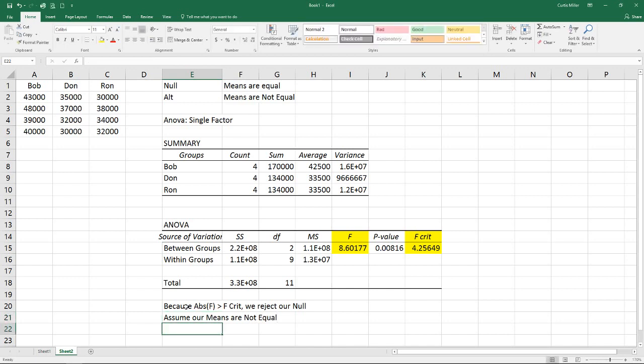Now, unfortunately, at this point, if we wanted to determine which means were different than the others, we would need to go back to our two-group hypothesis testing and perform tests on Bob versus Don, Don versus Ron, and Bob versus Ron in order to figure out which ones are different. However, had we come to the opposite conclusion, where we accepted our null hypothesis, we could complete our test and be done.